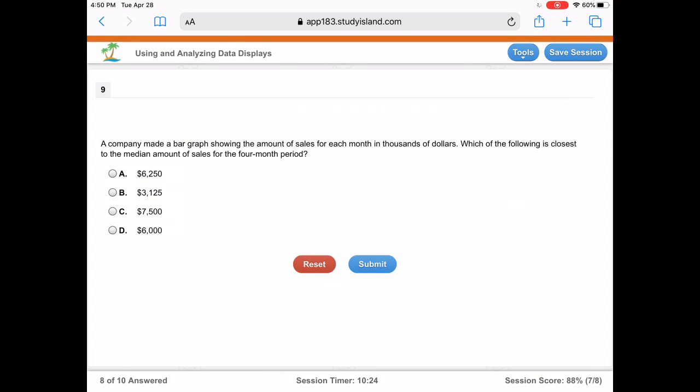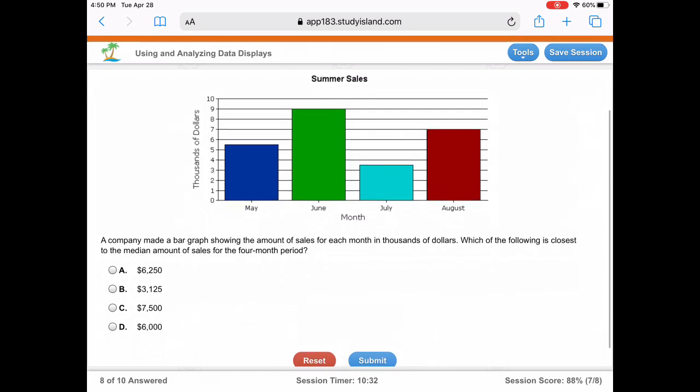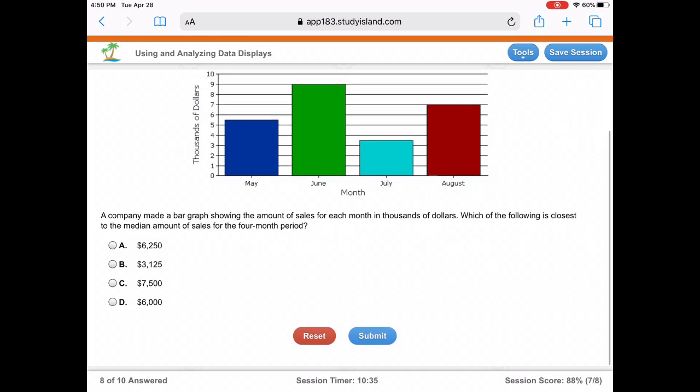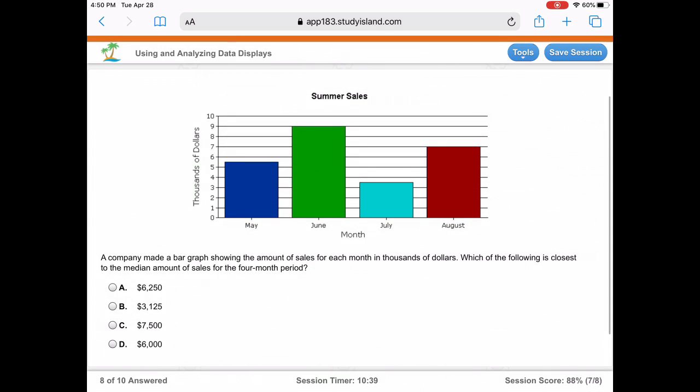Let's go ahead and look at the next question. The company made a bar graph as shown. That's the amount of sales for each month in thousands of dollars. So which of the following is closest to the median amount for the 4th month? So once again, we're trying to figure out what number is going to be in the middle.